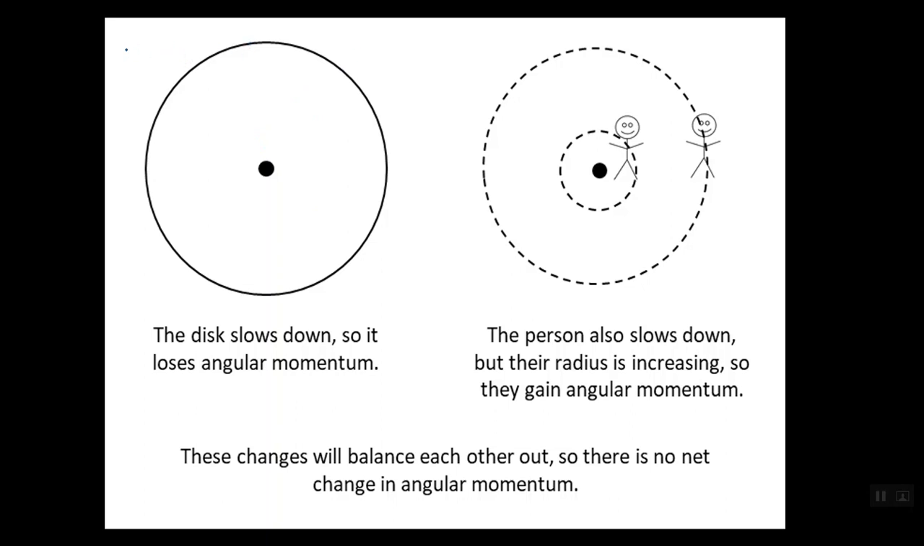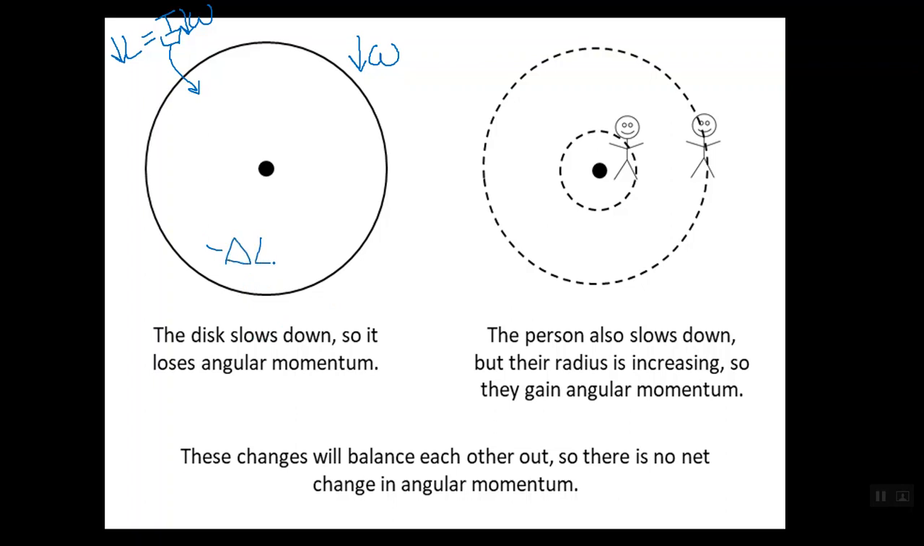Well, if we look at the disc itself, as the boy walks to the outside, we know that the entire system is going to slow down. So that means the disc itself is also going to slow down. Its angular velocity decreases. That means that it is losing angular momentum because notice the moment of inertia of the disc itself hasn't changed. And since it lost angular velocity, it had to lose angular momentum.